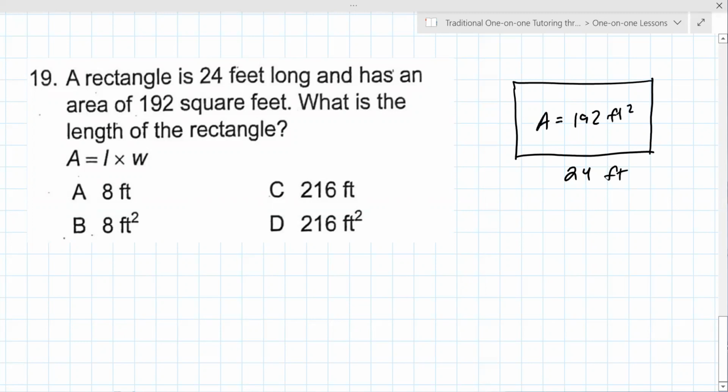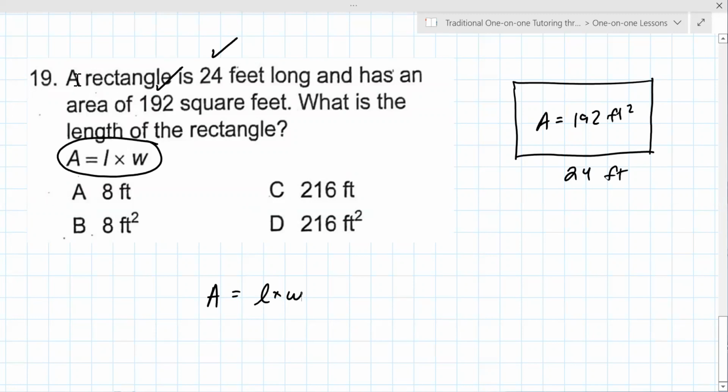Okay, and the area is 192 feet squared. What is the length of the rectangle? So they're giving you the formula. What is 24 and what is 192 in this equation? It would be the 194 is the, wait, well, it's 24 times 192.